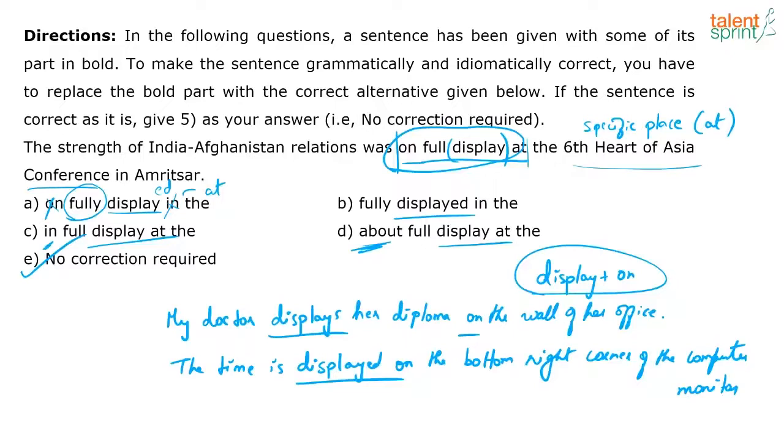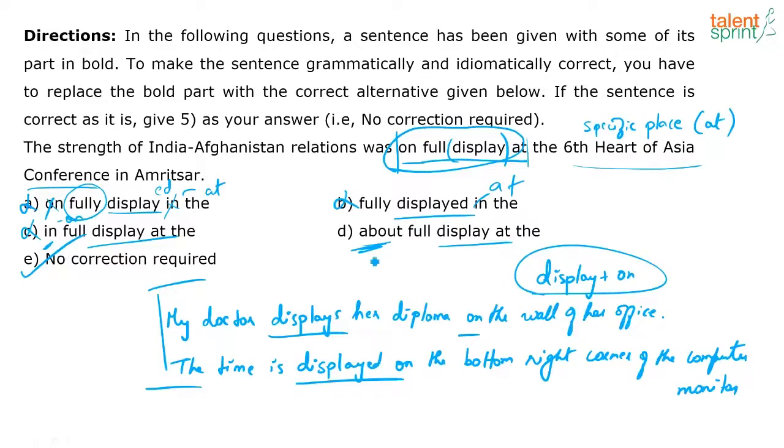Okay, so just to give you guys a lowdown, we understand option A is completely incorrect because of the prepositions "on" and "in." Option B, we said, yes, I can have "fully displayed" as long as this "on" is not here and I have to change "in" to "at," right? That's why B is incorrect. C, "The strength of India-Afghanistan relation was in full display," not "was on full display at the." So I need to change "in" to "on," so C is incorrect.